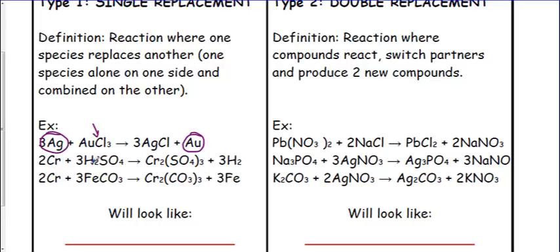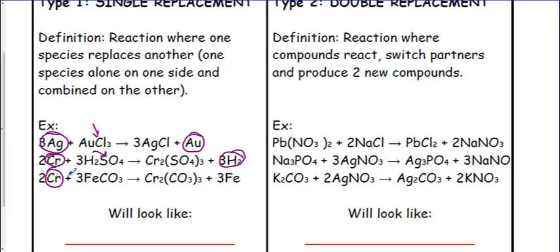We have 2 chromiums, 3 sulfuric acids. So what's going to happen is the chromium by itself is now going to substitute with the hydrogen and pair up with the sulfate ion, okay, to create chromium sulfate. And then 3 moles of hydrogen gas. The hydrogen is by itself. Again, let's look at another example here.